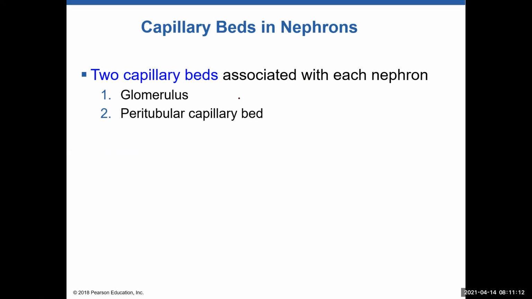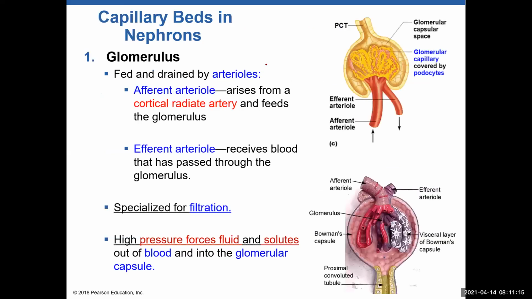Glomerulus, if you remember yesterday, I showed you the structure of the glomerulus. This is the glomerulus. Look at this. I told you that the afferent arteriole enters into the Bowman's capsule, and that arteriole is basically fed by the cortical radiate artery. So it feeds the glomerulus.